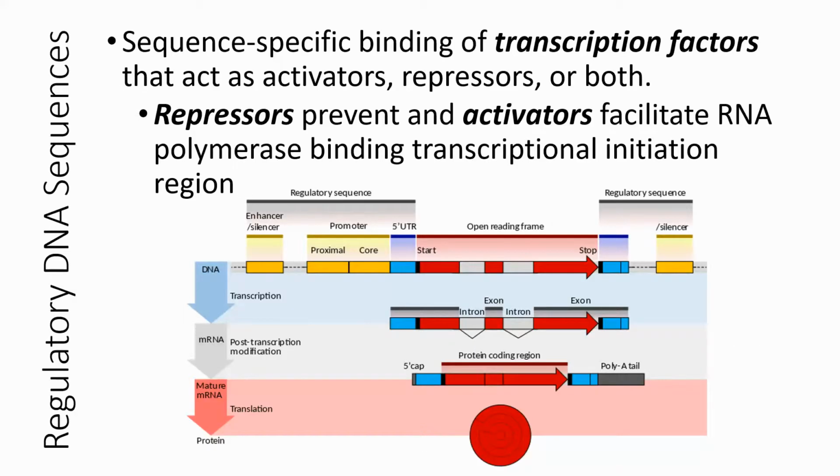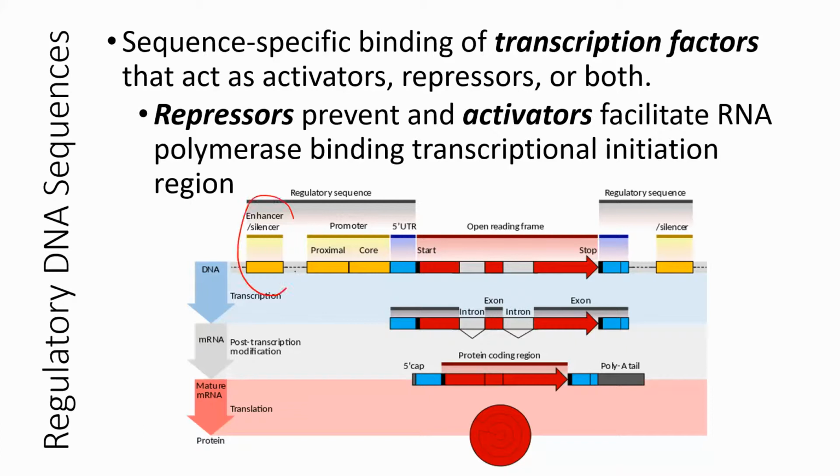So you have these regulatory areas that are going to be binding sites for transcription factors, and depending on which transcription factors they bind, whether those act as activators or repressors, like I told you, that's going to determine whether or not you have a gene transcribed. So what we have at the top of this diagram right here is a number of the different elements that can affect whether or not a protein is transcribed.